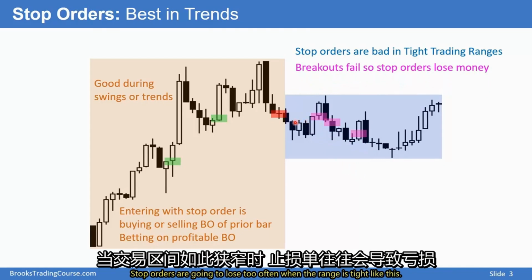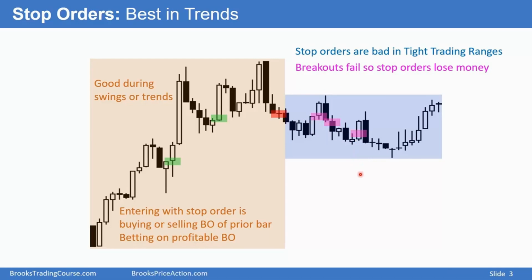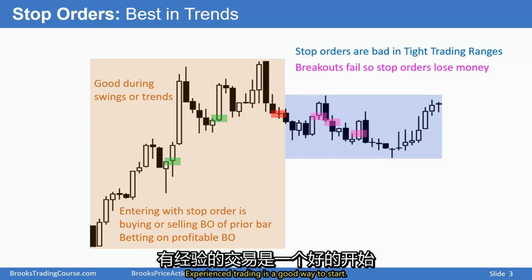Again, entering with stops above this bar, above that bar, selling below that bar, buying above this bar. Stop orders are going to lose too often. When the range is tight like this, you should not be trading at all, and you certainly should not be trading with stop orders.